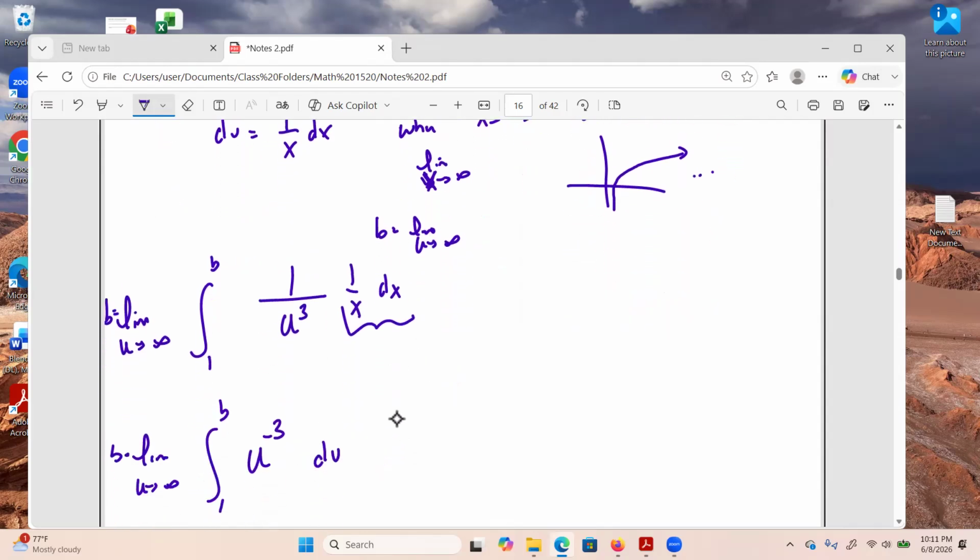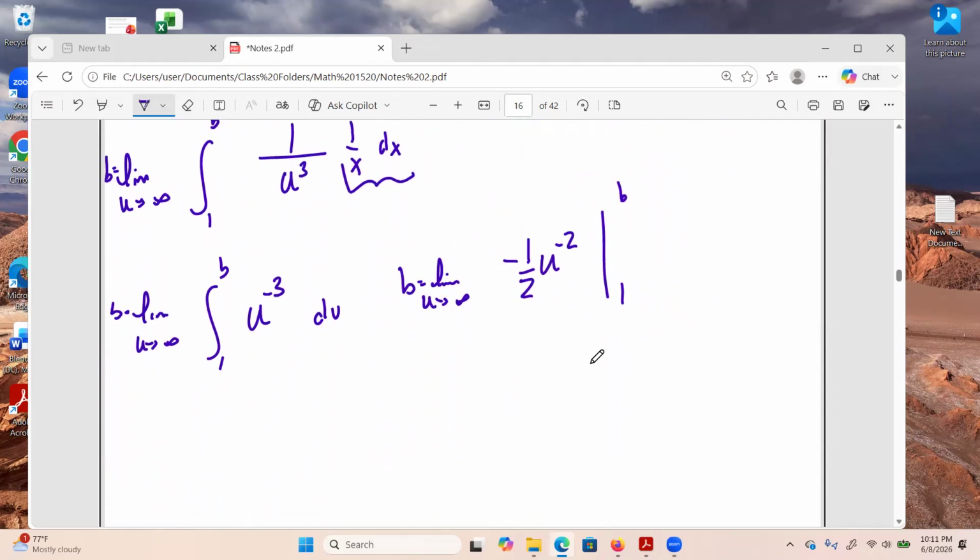So this is going to be b equals the limit as u goes off to infinity. And now we have u to the -2 over -1 over 2, and we're going from 1 to b. Now it's time to start plugging some things in. First thing I want to do is swap my limits of integration to eat this negative sign. So it's really 1/2 u to the -2 from b to 1. You can eat the negative sign and swap your limits of integration. And this is b is equal to the limit as u goes off to infinity. Okay, and then we're going to plug this stuff in.